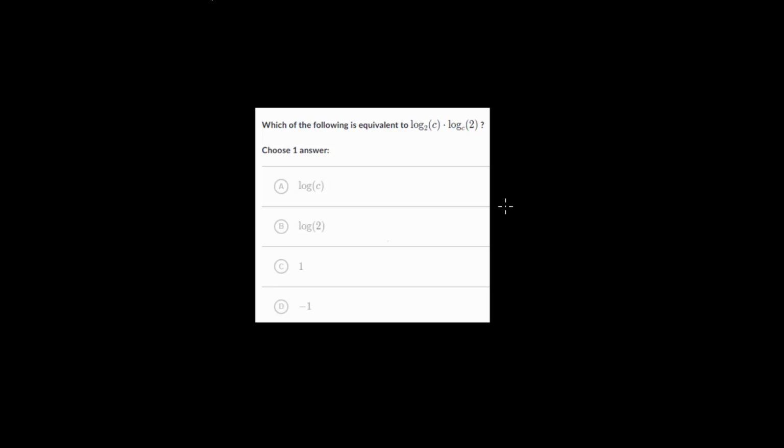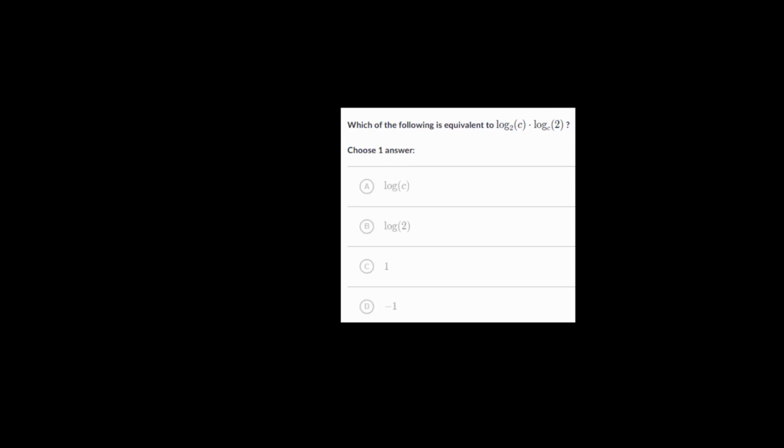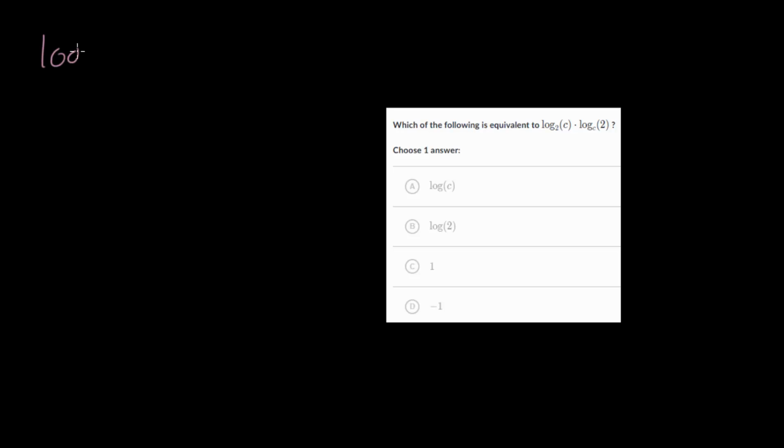So now let's look at some different problem types from a different exercise where the problems are a little bit more abstract than just plugging them into the calculator. So let me just rewrite this first. Let me make some room first. We have log base 2 of c multiplied by log base c of 2.